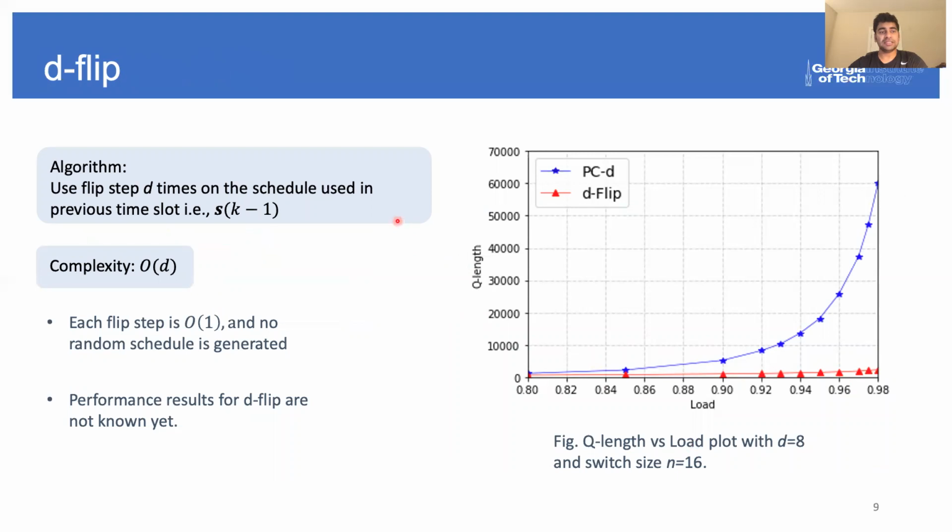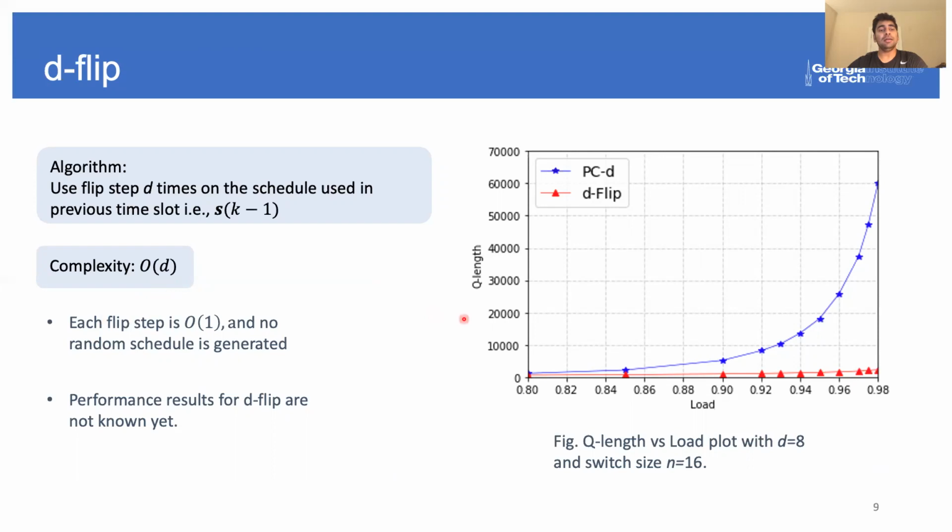So the final algorithm we present is D flip. D flip is pretty similar to random D flip. What you do in D flip is that you implement flip steps D times on the schedule you used in the previous time slot. So instead of generating a random schedule, you just use the flip steps directly on the schedule you used in the previous time slot. Note that as you're not generating any random schedule, you only have to do computations for flip steps. So the complexity of this algorithm is only order D, which is very low. It can even be lower than order N.